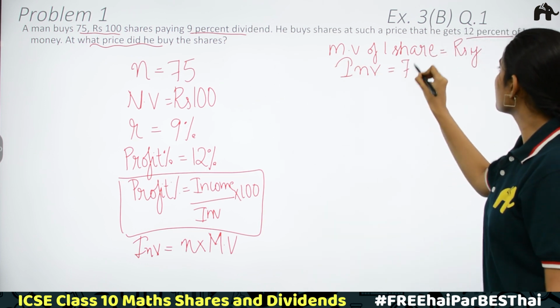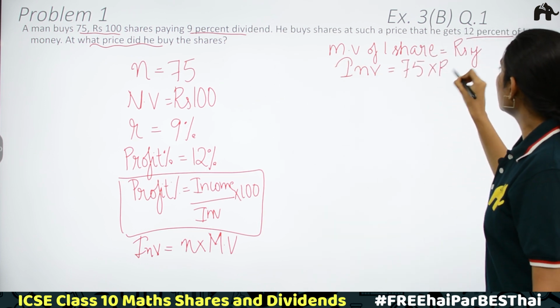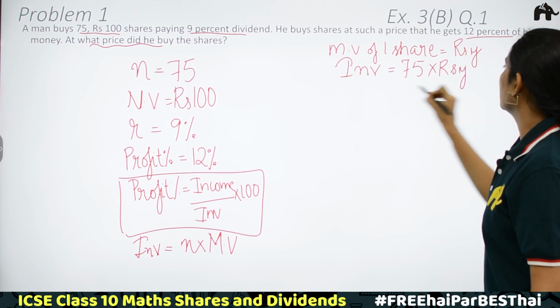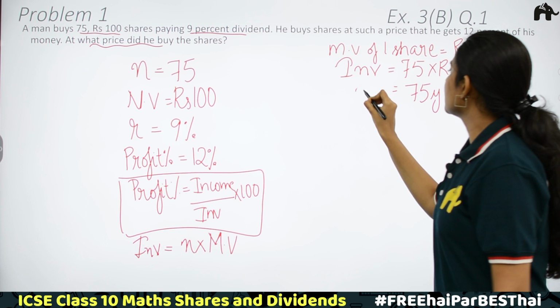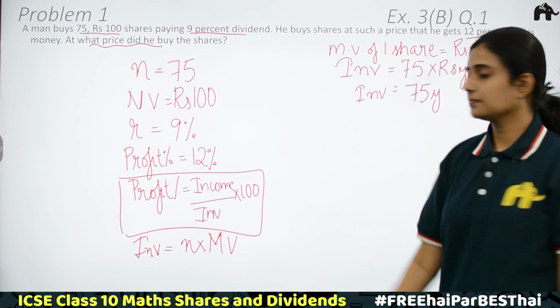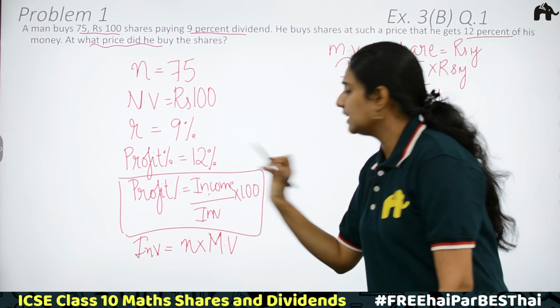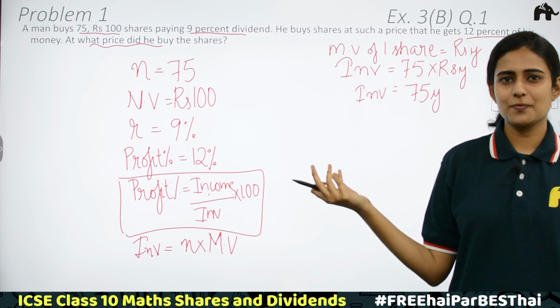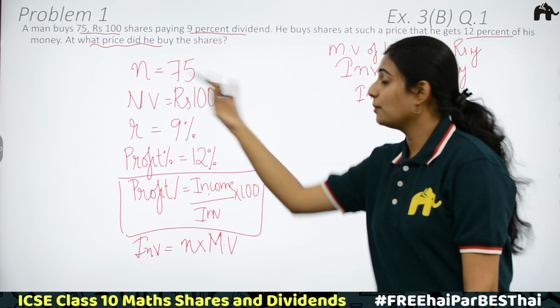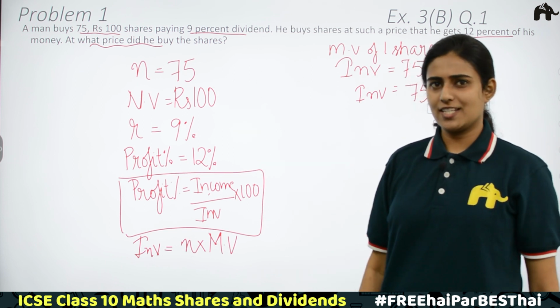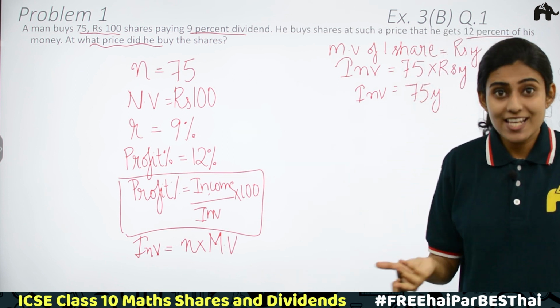75 into rupees y. That is 75y is our investment. What about income? How do you find income? We have the dividend percentage, nominal value and number of shares. Now we can find the dividend, which is the income.